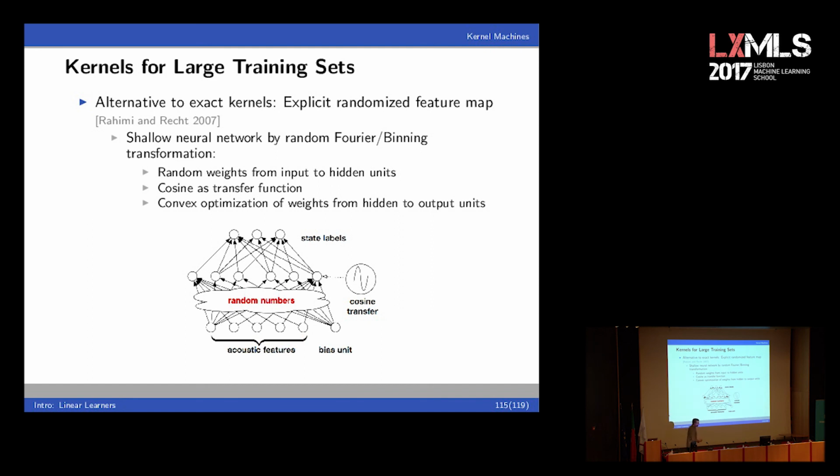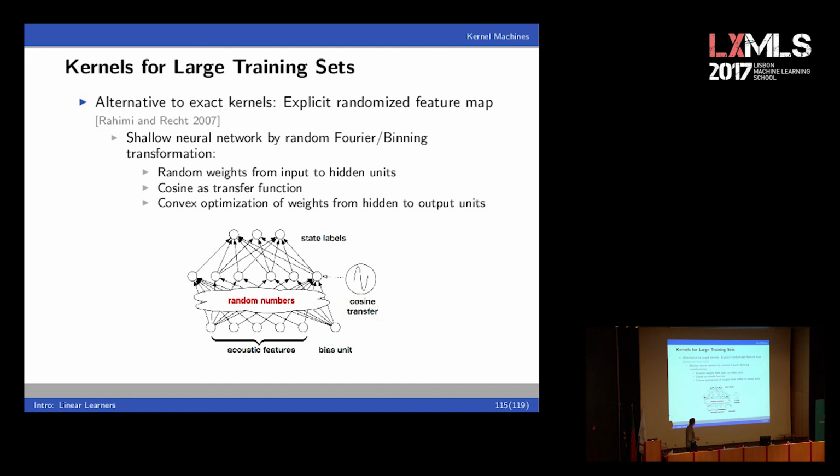So this randomization gives you the nonlinearity, and then all you have to do is optimize the weights from the hidden layer to the output layer, and you can use a convex optimization model for this. They showed in the paper that I'm citing in the paper section that this works just as well as neural networks, because it is a neural network.